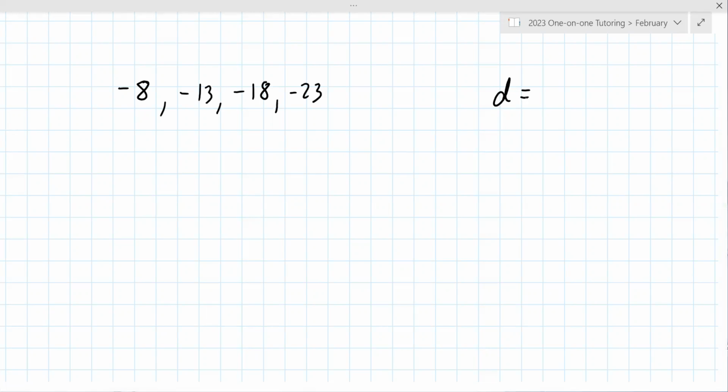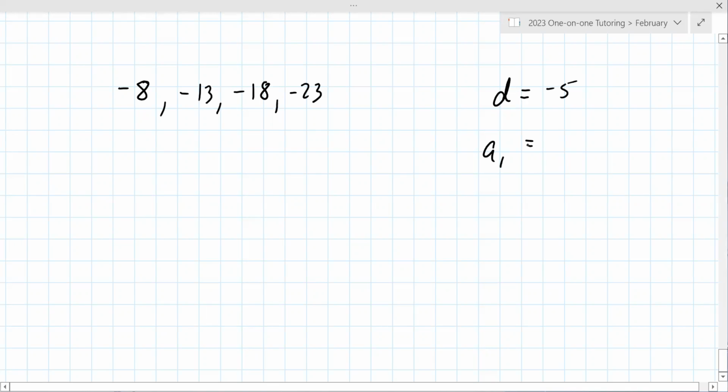Let's go -8, -13, -18, -23. Can you tell me the common difference between terms? Basically what it's going up or down by. By -5. Yes. Okay. So the second thing you need is the first term. So -8. Okay.